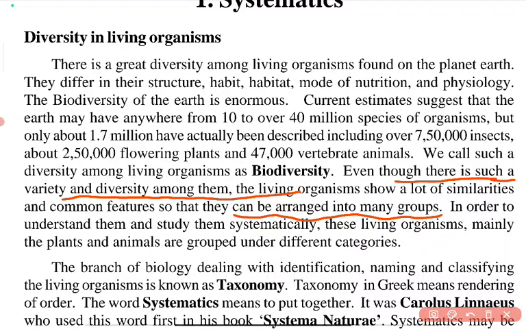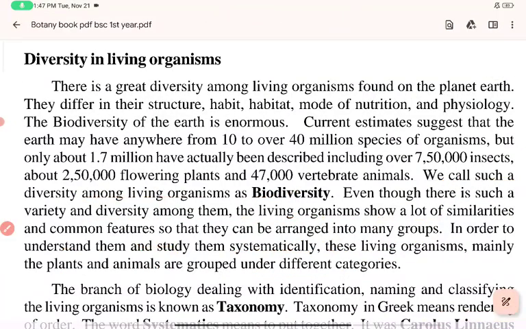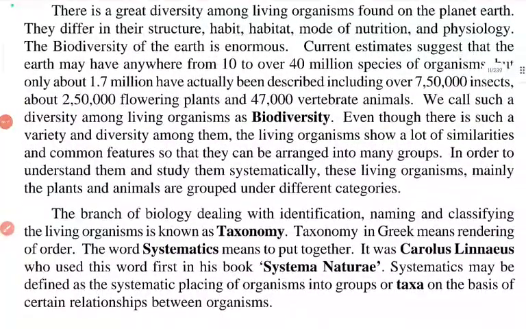Some organisms have common features, and they are arranged into many groups. In order to study them systematically, living organisms, mainly plants and animals, are grouped under different categories. So friends, if we want to study them systematically, then we will go for what? Systematics. Then we will go for systematics, and they have to be arranged in different groups or categories.